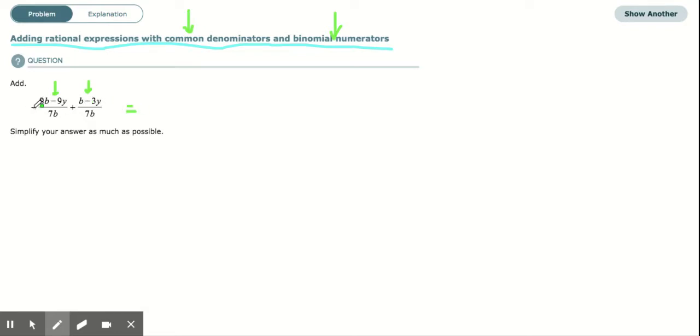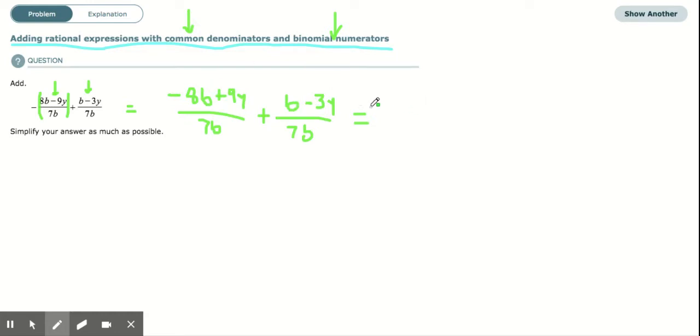Let's go ahead and make sure that we realize this negative applies to this entire fraction. So I would rewrite this all as negative. So we have negative 8b plus 9y. And remember, we have common denominators. We already applied this negative to the things on top. If we applied it to the things on bottom, those would cancel out and we wouldn't really be making anything negative at all. Plus b minus 3y over 7b.